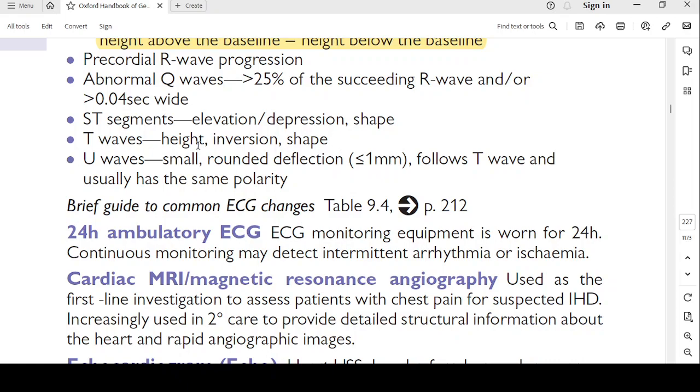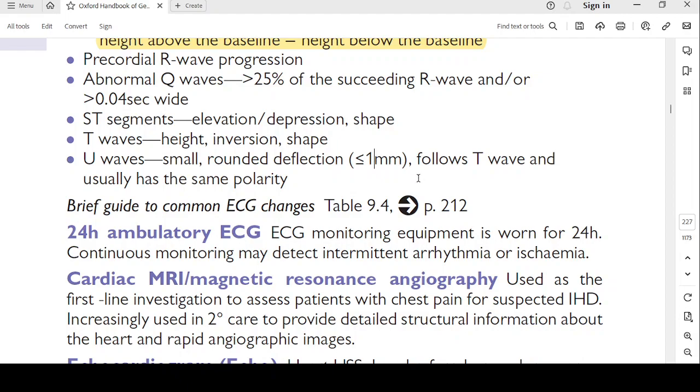T waves: you have to check the height, inversion and shape. U waves: a small rounded deflection less than 1 millimeter. So if you are thinking in terms of a U wave, it is always less than 1 millimeter in height. It follows a T wave and usually has the same polarity.